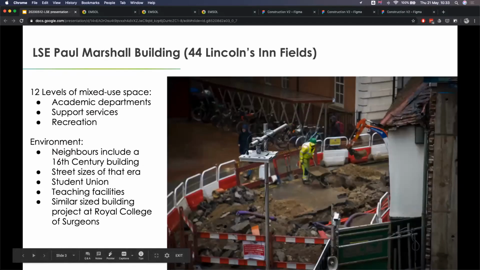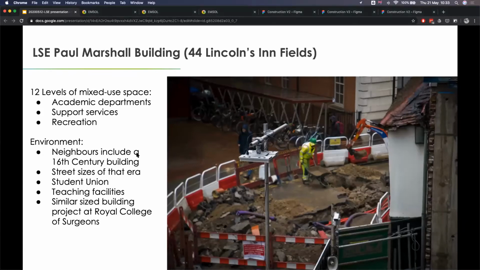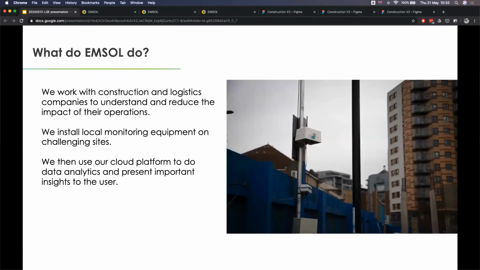Okay, right. So thanks for listening, everyone. I'm just going to talk about the LSE site that we did some monitoring on. The equipment is still there, actually. And then I'm going to show a live system demo and talk about what our plans are for the future. So what we do has been covered by Charles in a little bit of detail there, but basically we install monitoring equipment on people's sites, and then we aggregate all that data together in our cloud platform to give people more useful insights that they can actually use to have an effect on the local air quality.